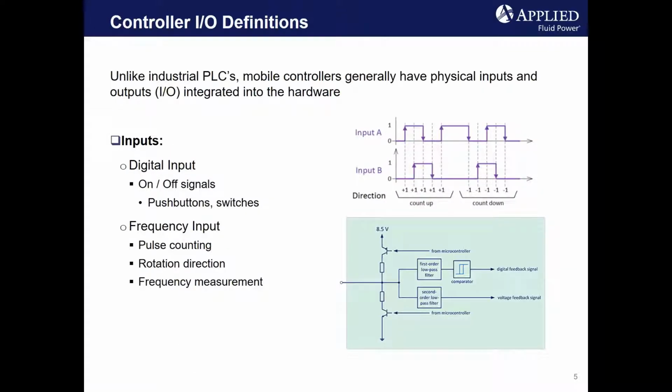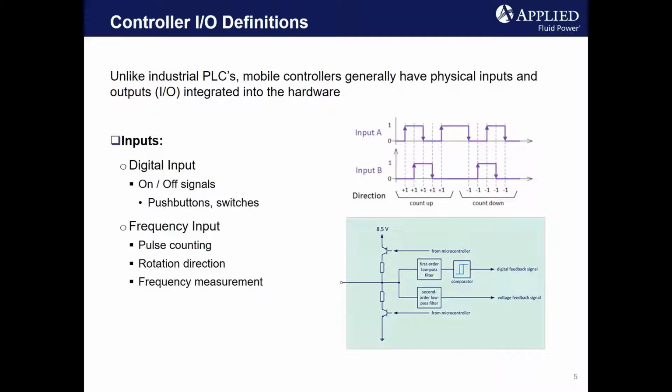So on to controller I/O definitions. Aside from the vast difference in environmental ratings of mobile controllers versus industrial controllers, mobile controllers generally have physical inputs and outputs integrated into the hardware. In other words, they are not like the typical industrial PLC, where there is the CPU and the power supply as the main device, and then a number of slots where various types of cards or modules can be plugged in. With that being stated, it would be best to cover the definitions for the different types of I/O that can exist within a mobile controller.